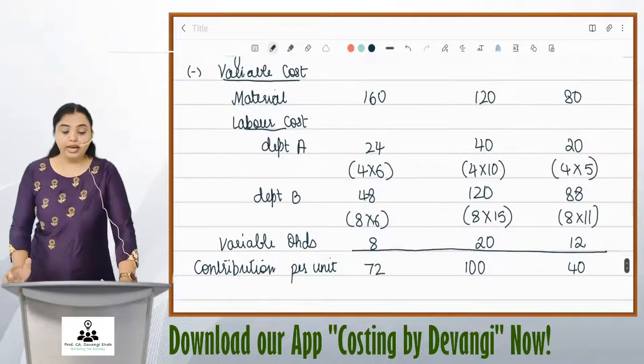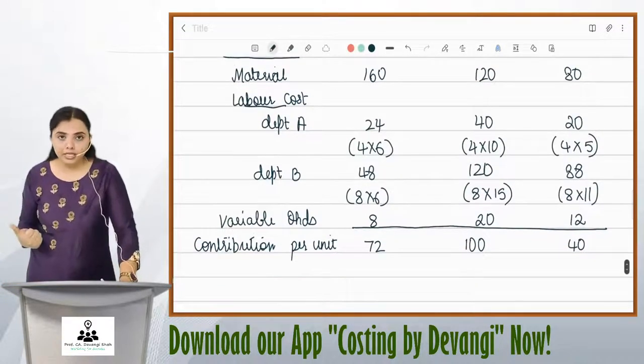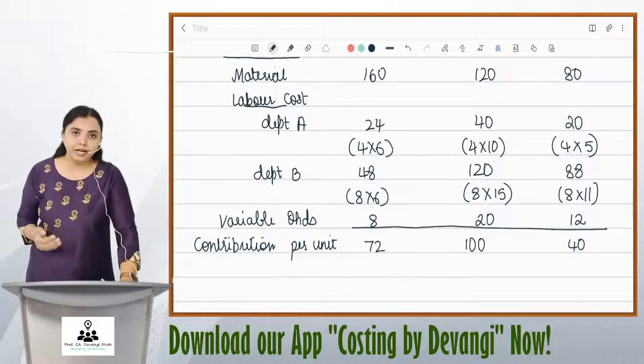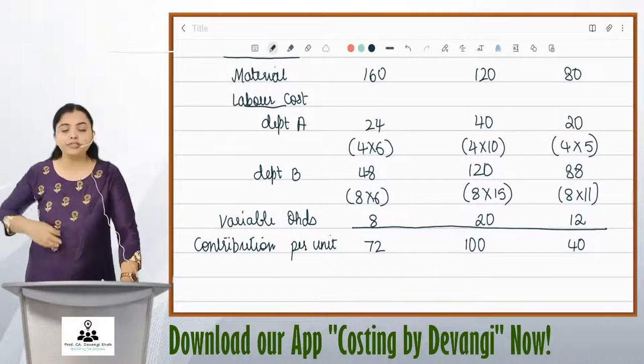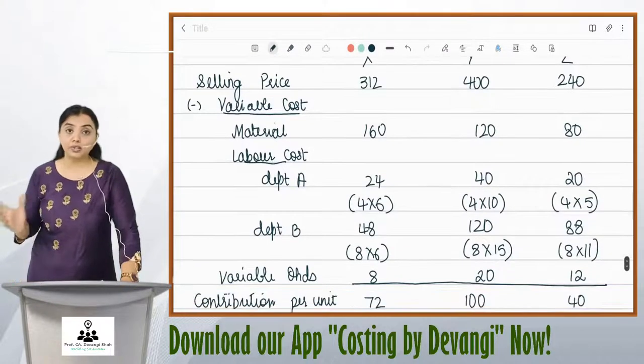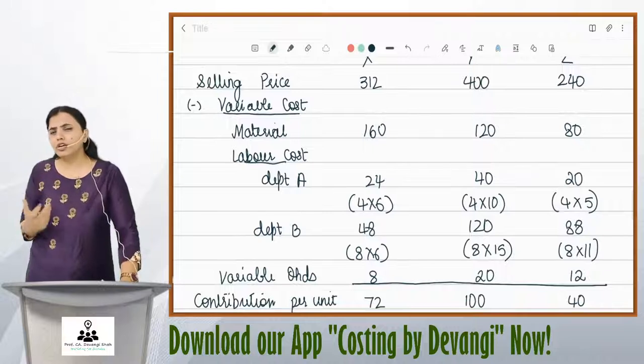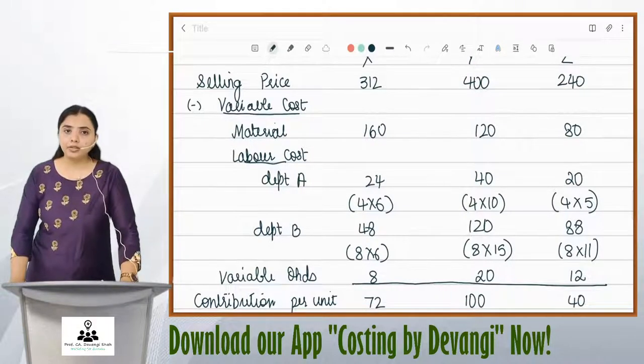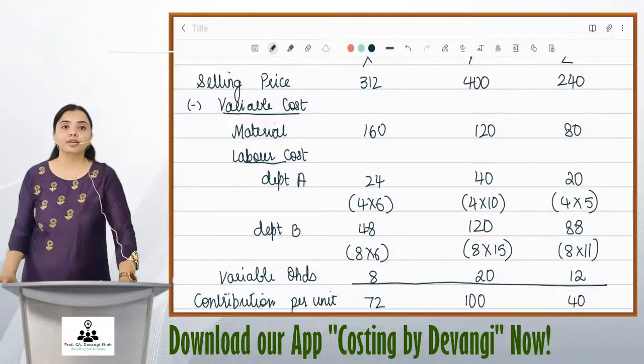And see, as I said, we would be interested in making more of that product which gives us more contribution, which gives us more profit. So yes, friends, by looking at this, we can make out that it is Y. It gives us 100 contribution per unit. We would think of making Y. But let me tell you this, that you are not going to take decision based on this contribution per unit.